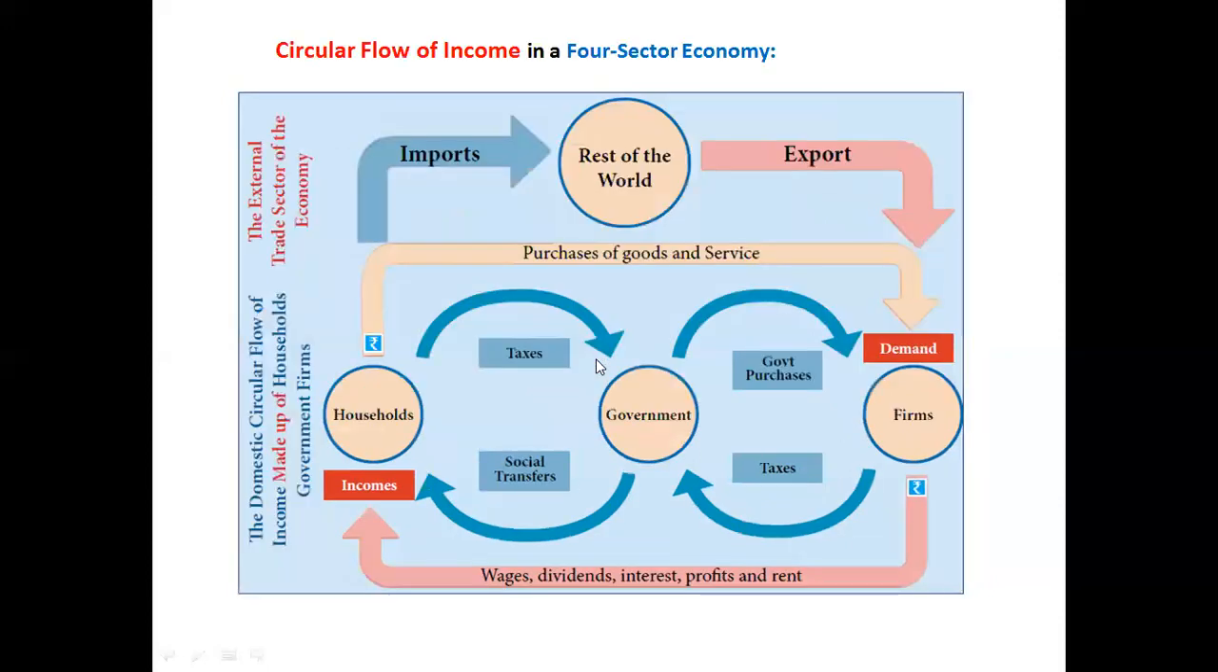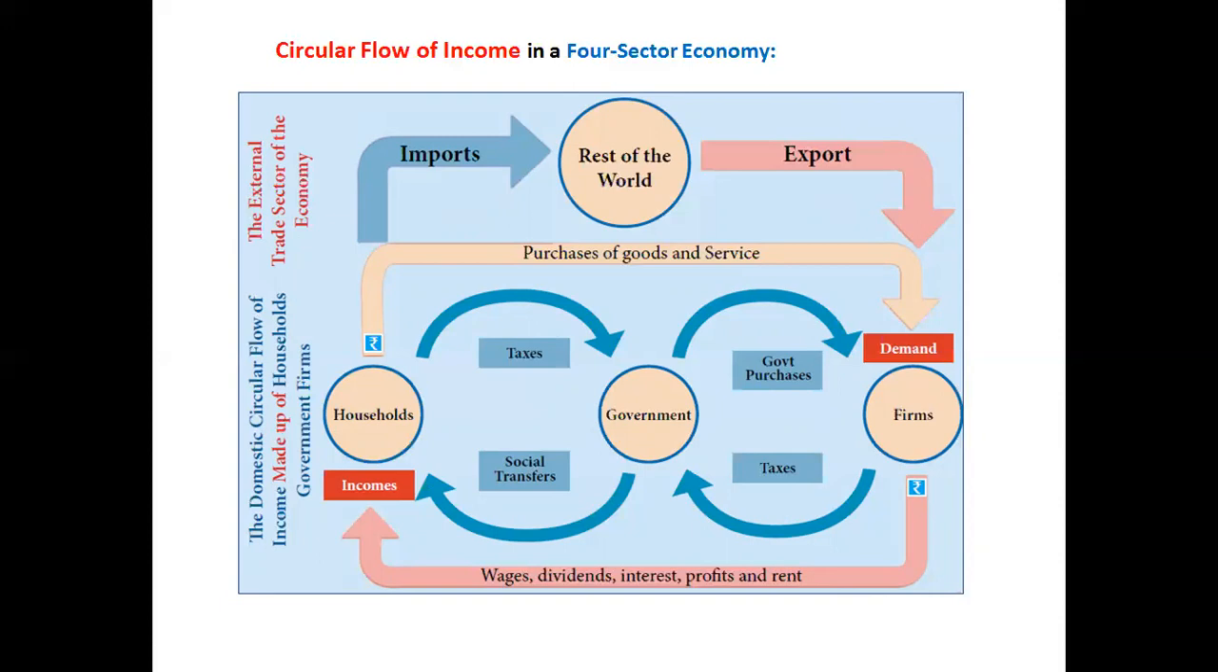Next we go for the four sector model of the circular flow of income. That is the four sector model. So here, along with the three sectors, that is household, firm, government, one more is added, that is called the rest of the world. That is the economic relationship with the rest of the world, neighboring countries, maybe the external trade sector of the economy, let me say. The domestic circular flow of income is made up of households, government, and firms. But the fourth one added is the external trade sector of the economy.